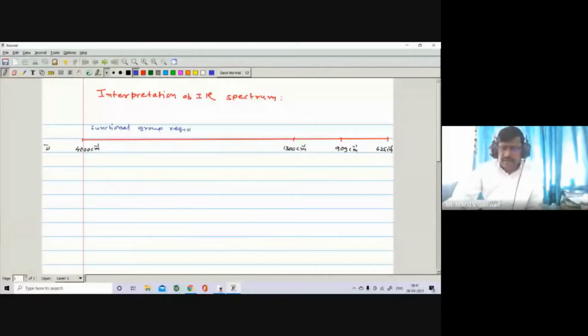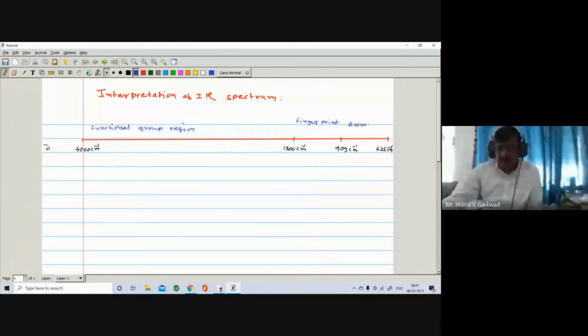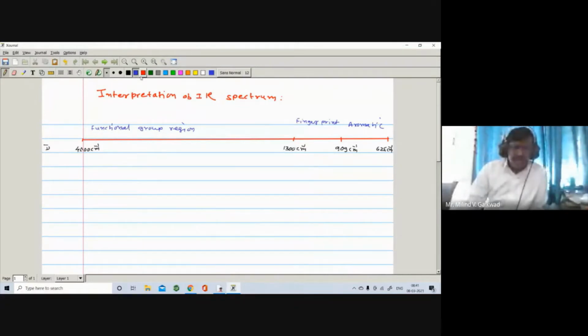The second region is called the fingerprint region. And the third region is called the aromatic region. So we have seen the functional group region is useful to find out the presence of a functional group. There we have learned the different bands.